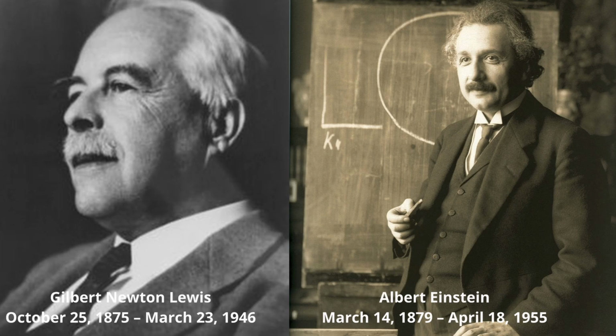We are already familiar with Albert Einstein. Gilbert Newton Lewis was born on October 25, 1875 and died on March 23, 1946. He was an American physical chemist and a dean of the College of Chemistry at University of California, Berkeley.